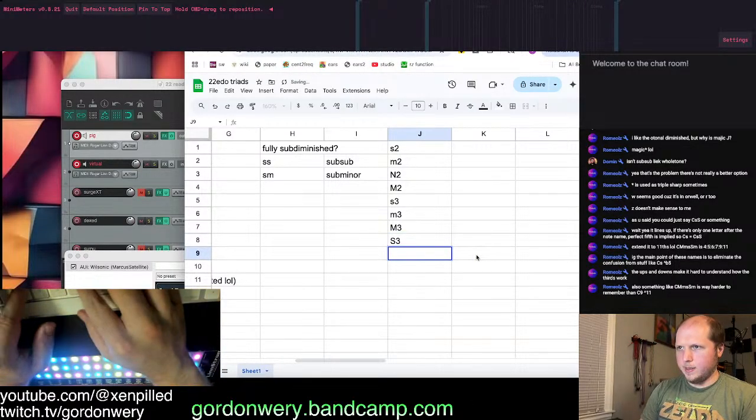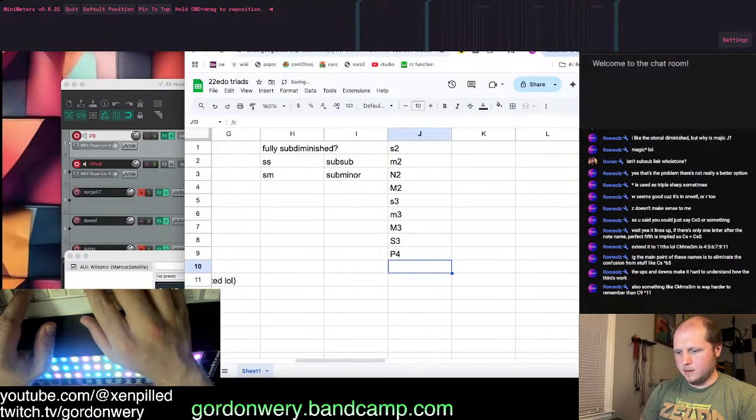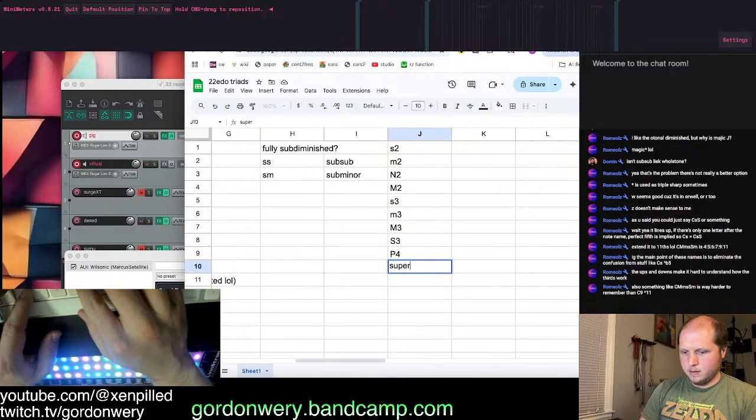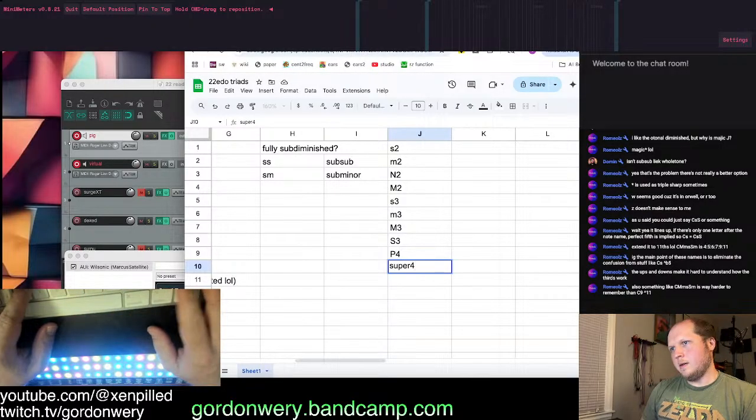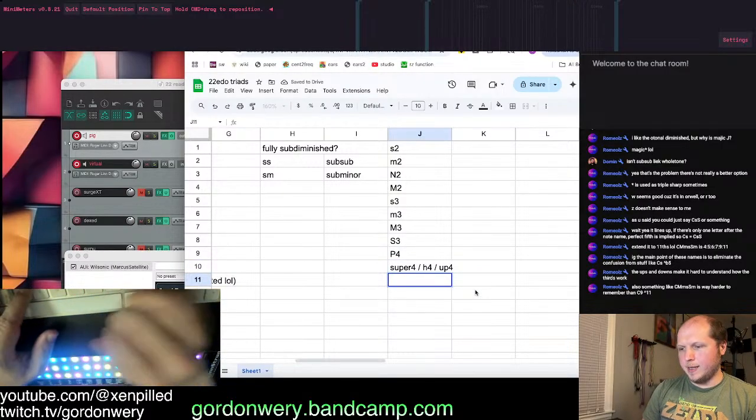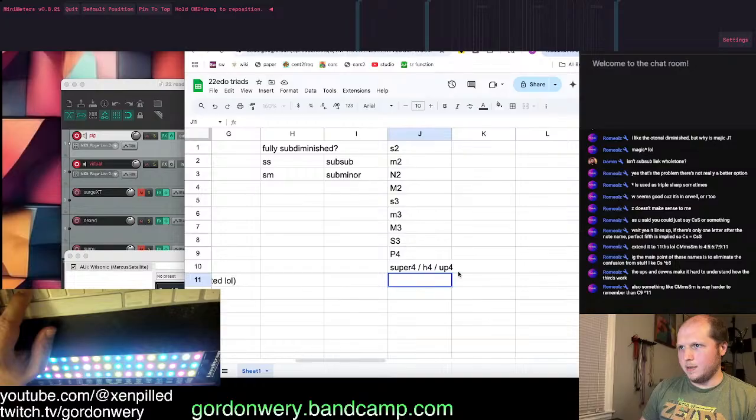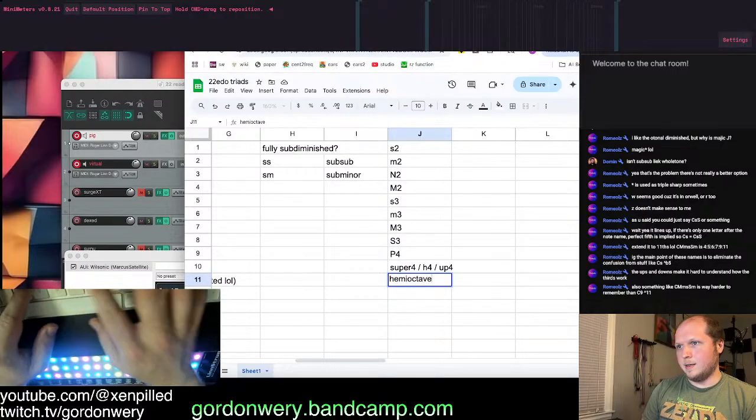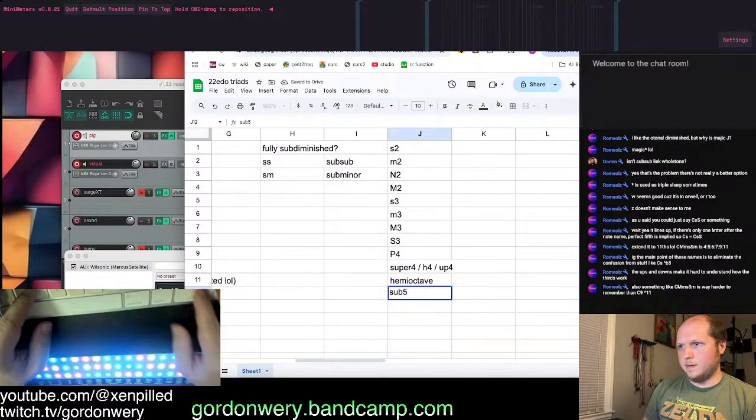the only one I haven't figured out yet is this area. You could say super 4 here, or harmonic 4, but it's really tempting to just say up 4. I mean, you can call it an up 4, there's nothing wrong with that, but the hardest one to name is this stupid tritone. But hemi octave or whatever, I guess. Sub 5.